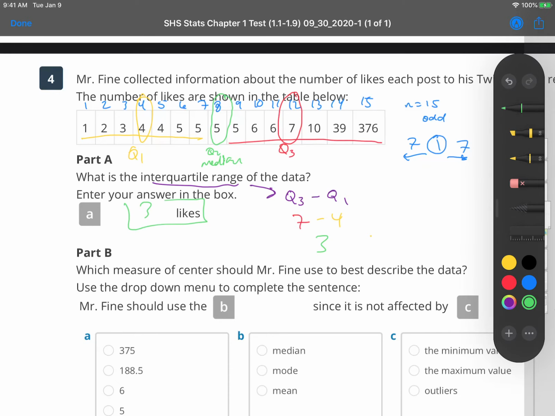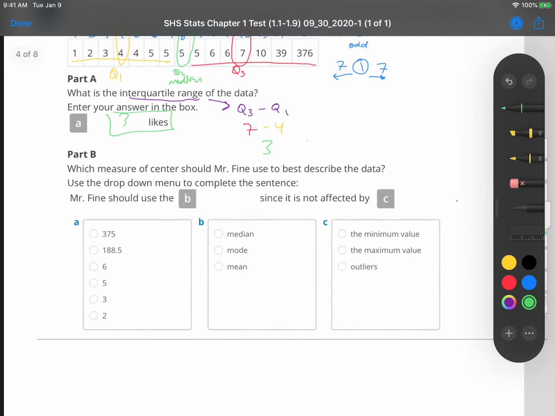So 3 likes is my answer. Okay, which measure of center would Mr. Fine use to best describe the data? Use the drop-down menu to complete the answer. So the previous problem was at 3.